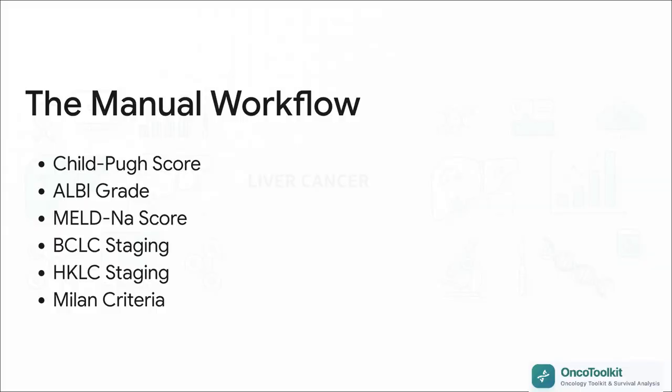I mean, look at this. You're bouncing from the Child-Pugh score over to the ALBI grade. Then you have to calculate the MELD-Na, figure out the BCLC and HKLC staging, and finally, check the Milan criteria. Each one is absolutely crucial, but trying to wrangle them all together creates this incredibly complex, time-draining manual workflow.